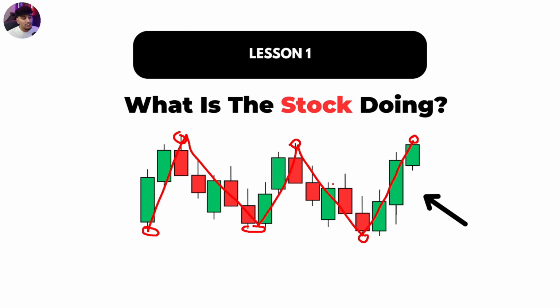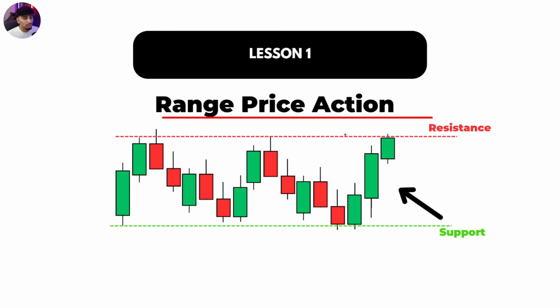If I was to ask you, what do you think this stock is doing? What do you think the answer would be? The answer is this is range price action. What this means is every time we came into these highs up here, we had resistance holding the stock down. And every time we came down on the stock over here, we had support holding the price to the upside.